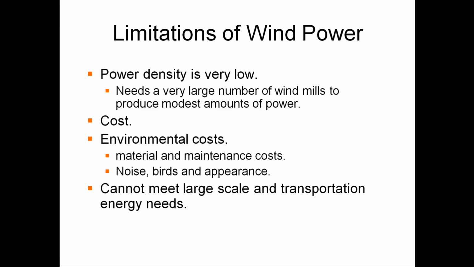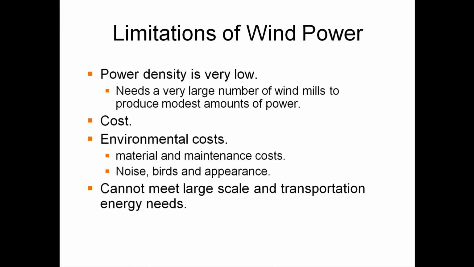So, having discussed many advantages and applications of windmills, let us look into the limitations of wind power. The power density is very low. Obviously, we have seen the maximum wind speed is limited, so we need a gearbox. Even though the gearbox is integrated, we need to have a very uniform wind speed to generate a continuous power. So power density is very low. So we need to have a very large number of windmills to produce modest amounts of power if you want to generate electricity for a community.